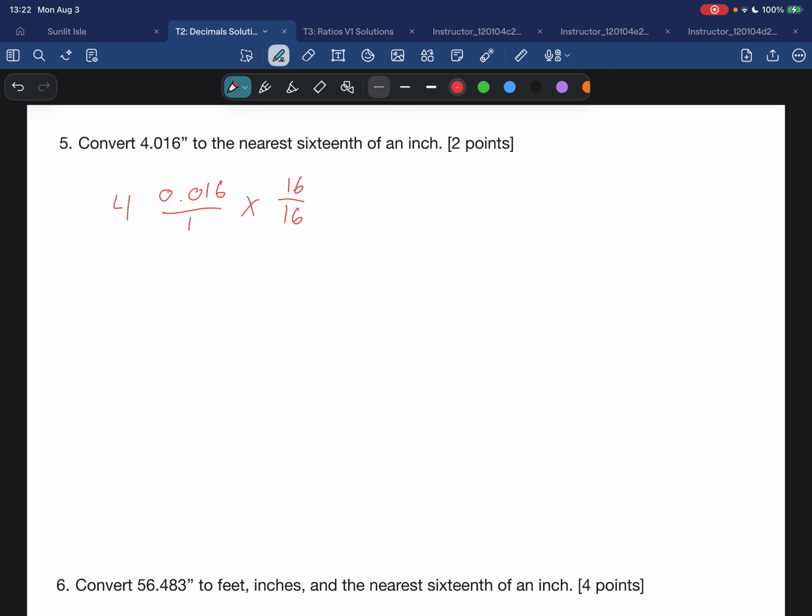Great. So leaving the 4 out front, that's going to be 0.256 on top and 16 on the bottom. Now, with our rounding rules here that we went over in class, this rounds down to 0 on top, and we are left with just 4 inches.